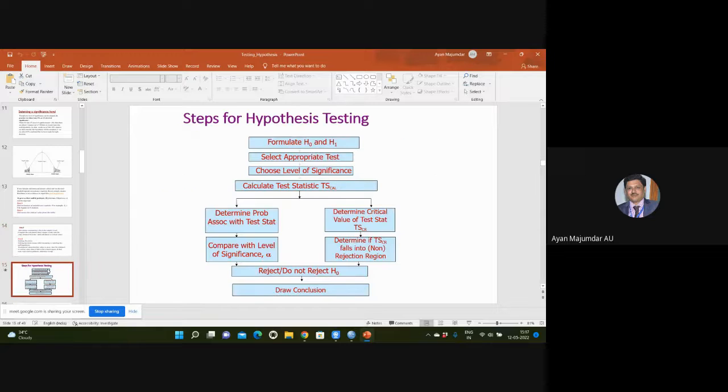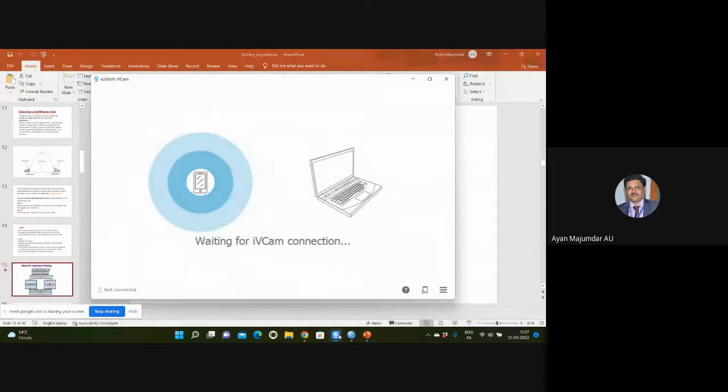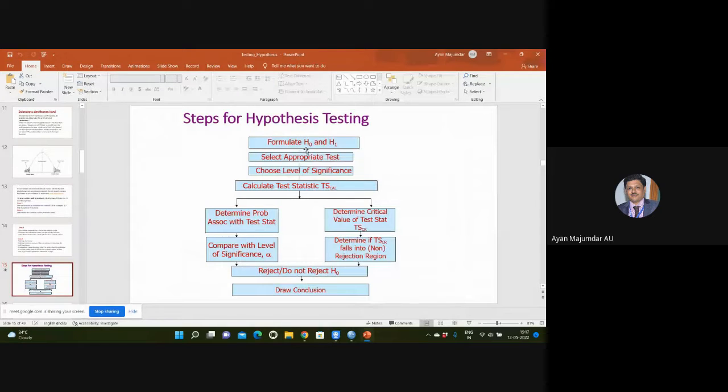At a glance, this is how hypothesis testing will look like. We will have to formulate the null hypothesis and the alternative hypothesis. Then, depending on the data and the size and the type of the sample, we will select the appropriate test, we will select the level of significance, and then we will calculate the test statistics.